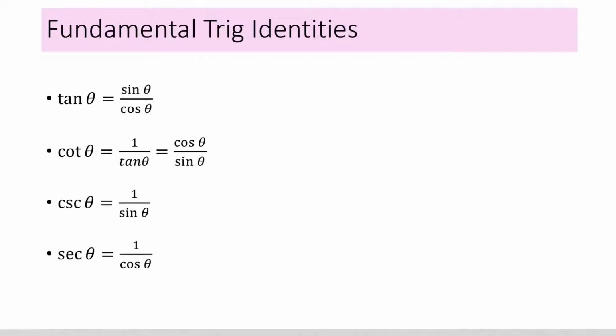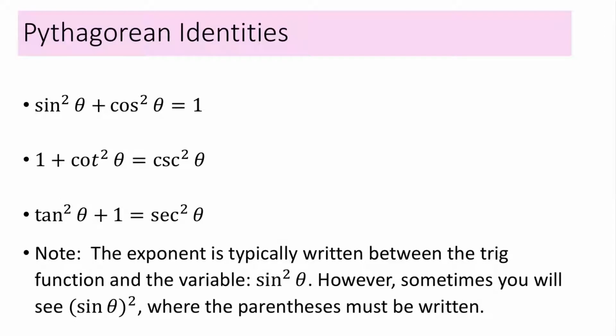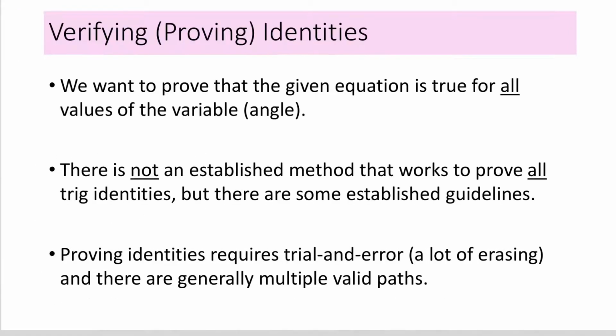So in this section, we're going to learn how to do a type of proof called verifying an identity. When we do these proofs, we're going to utilize the fundamental trig identities, which are these. And we've used those quite extensively up until now. And the Pythagorean identities, which are these. So we're also familiar with these. So we're going to learn how to verify, or sometimes called prove, an identity.